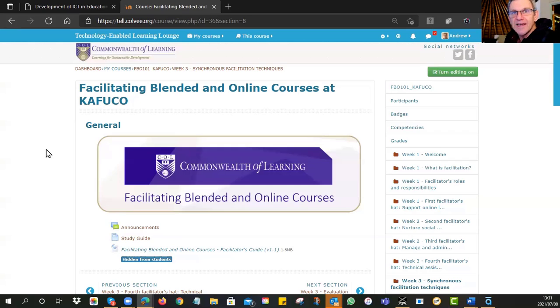One of the bits that's done really poorly is facilitating the synchronous components of your course. Those are the Zoom and the MS Teams components. So that's what this last little section is: how do we make these online things more engaging?